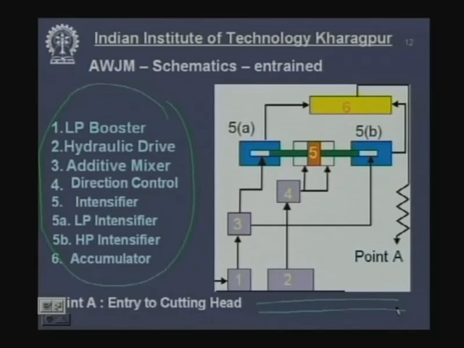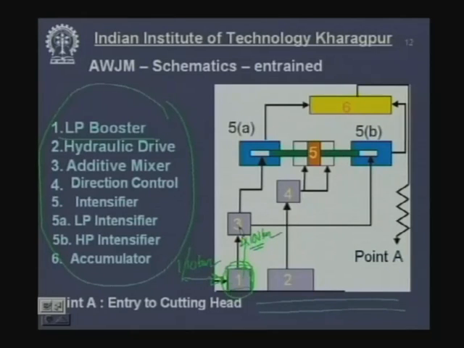So what are the things here? This is my number 1, the LP booster pump, low pressure booster pump. This water is the plant water, whatever water is available in your organization or plant. This is possibly at 1 to 10 bar depending on your municipal supply. This pressure is boosted using this LP booster pump. To what value? This is typically boosted to around 100 bar.